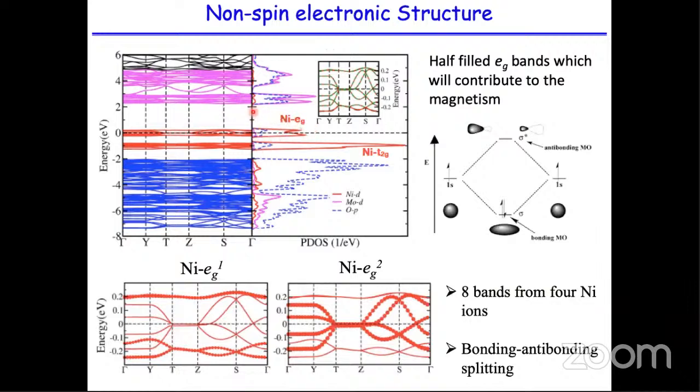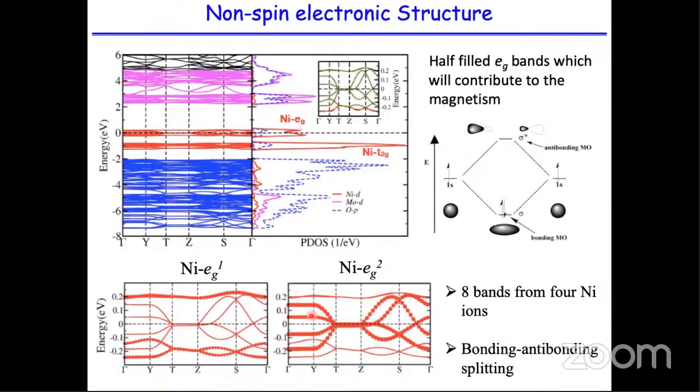So what we did, we plotted the fat bands near the Fermi level, and as you can see, there are 2 eg bands, and the fat bands are very interesting in the sense that one of the eg bands clearly shows a bonding anti-bonding kind of splitting. You see, this is one of the eg bands, and there are 2 eg here and 2 eg here, because there are 4 nickel. So these are really bonding anti-bonding states, as you see in a molecular orbital, right? That splitting is quite visible.